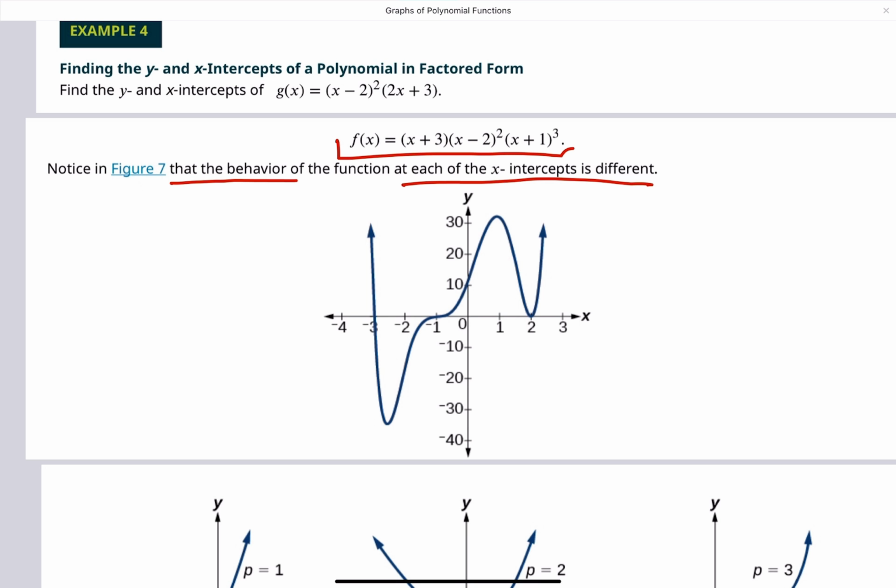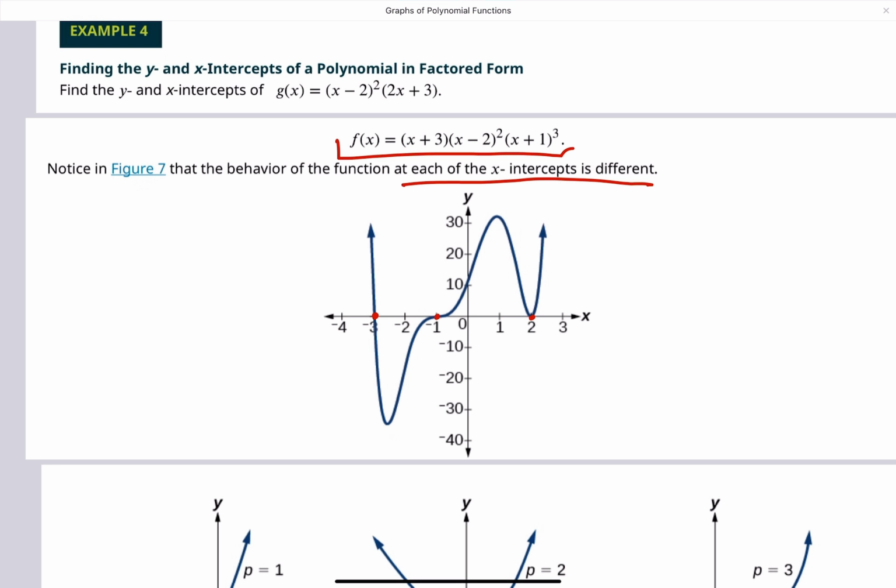Anyways, by looking at this graph, what are the x-intercepts? Let's just first understand what are the x-intercepts. We have negative 3. We do have negative 1. We also have 2. And all of them react differently at every single x-intercept. So the function has a different behavior at every single x-intercept.